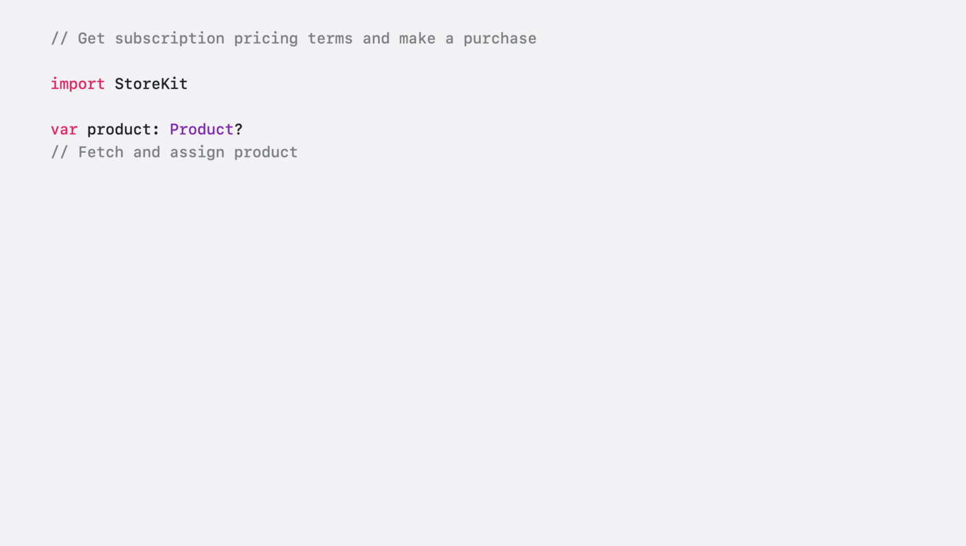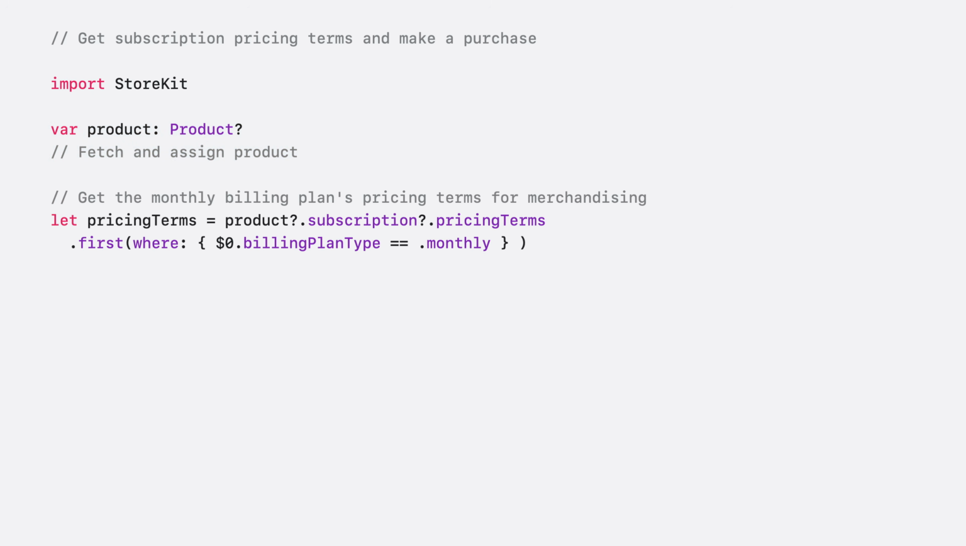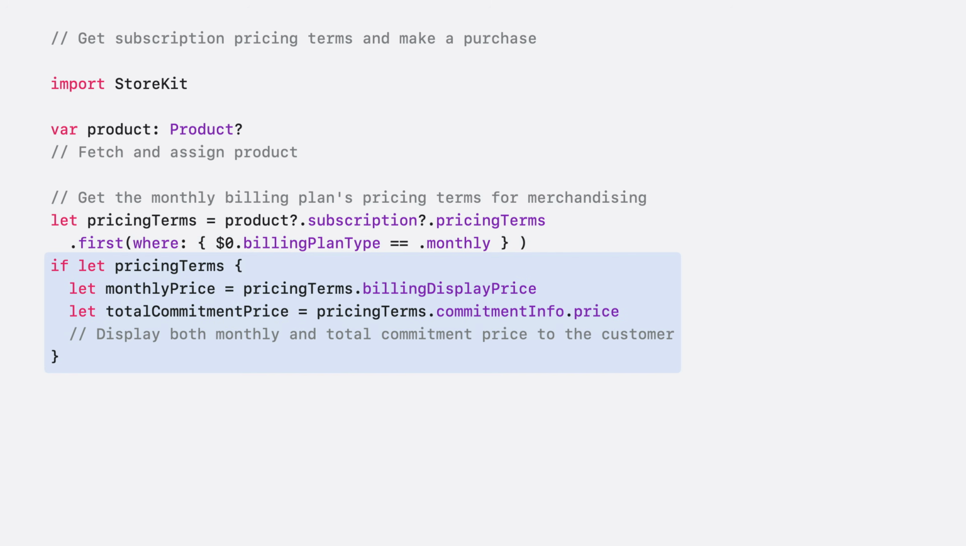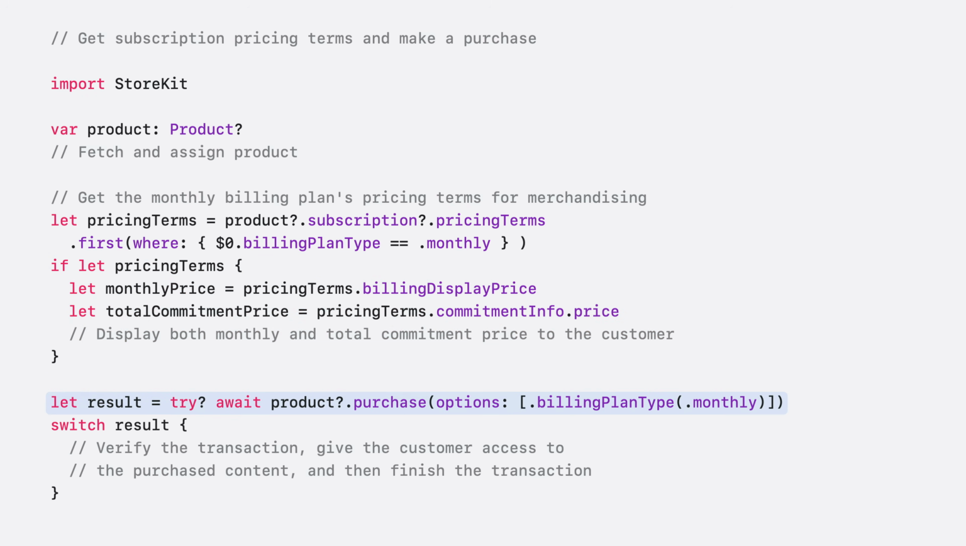To merchandise the commitment plan in custom store UI in your app, fetch products with the Product API, and filter for pricing terms with a monthly billing plan type. Then, obtain the monthly and total commitment price and display in the UI. Note that billing plan metadata is only returned when available in the customer's storefront. To make the purchase, pass the new billing plan type purchase option and handle the result.